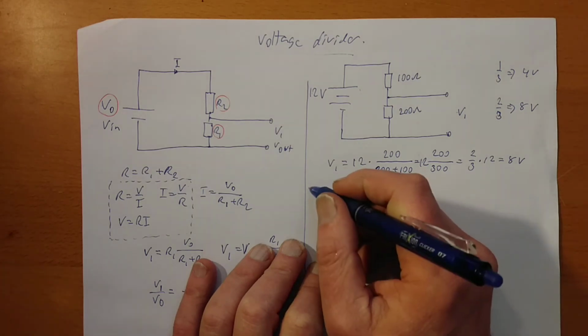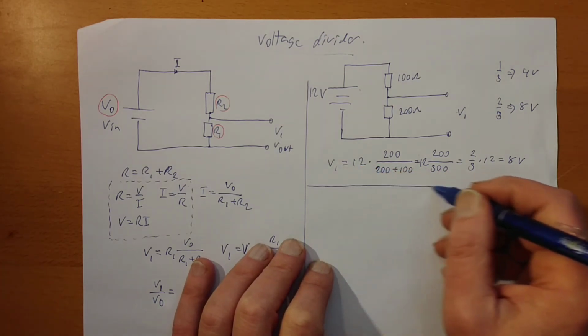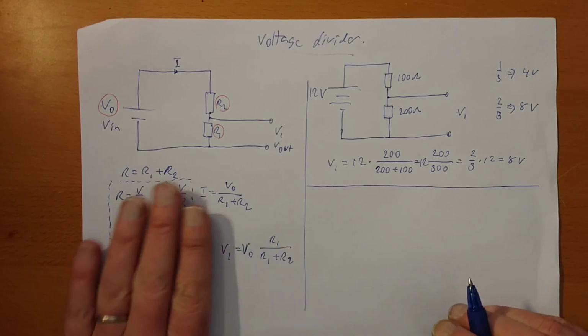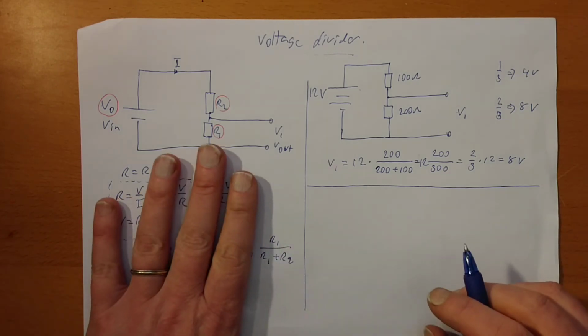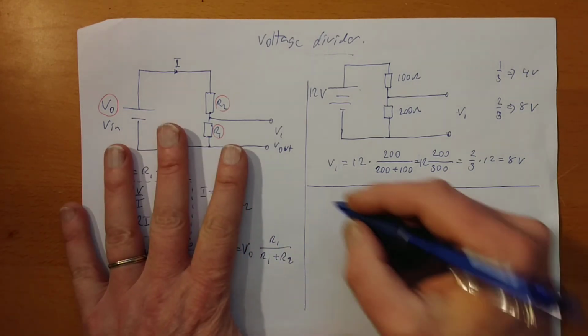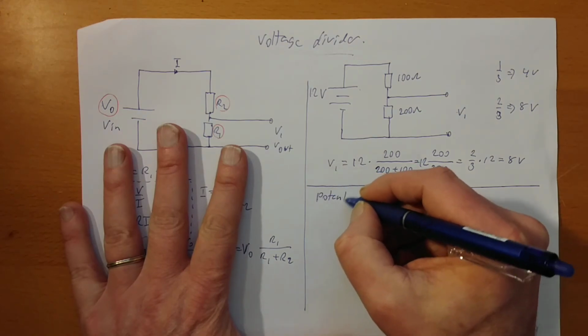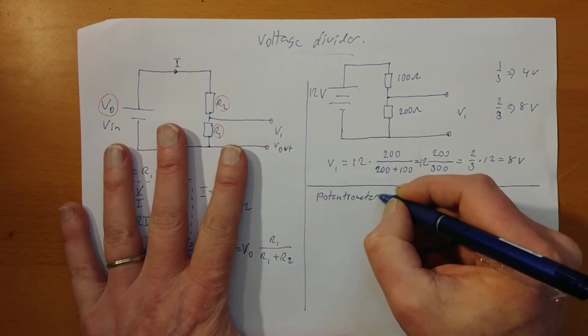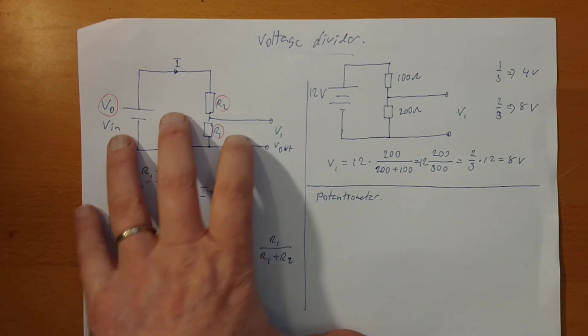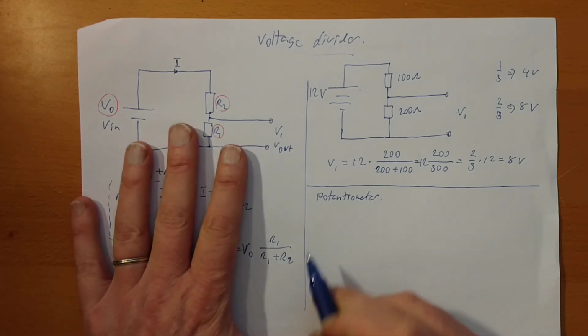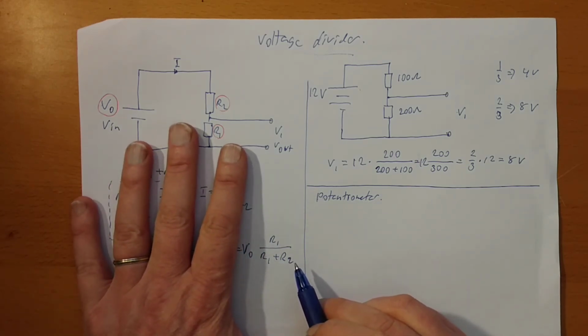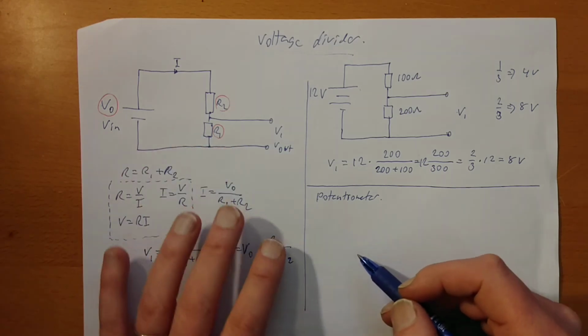Hope that makes sense. In reality, quite often voltage dividers are realized using something called a potentiometer. That is a really bad name, because this is not a meter. I would call it possibly potentio divider or something like that.